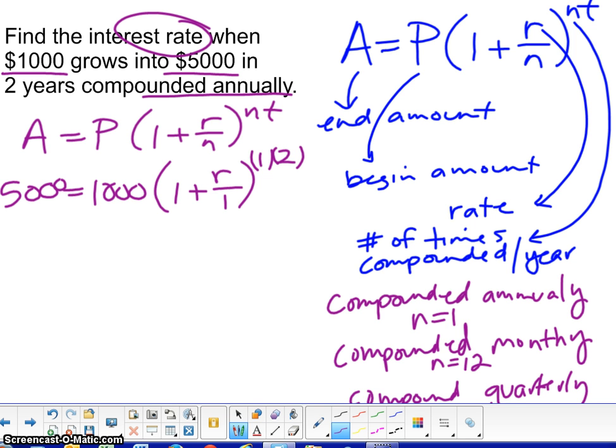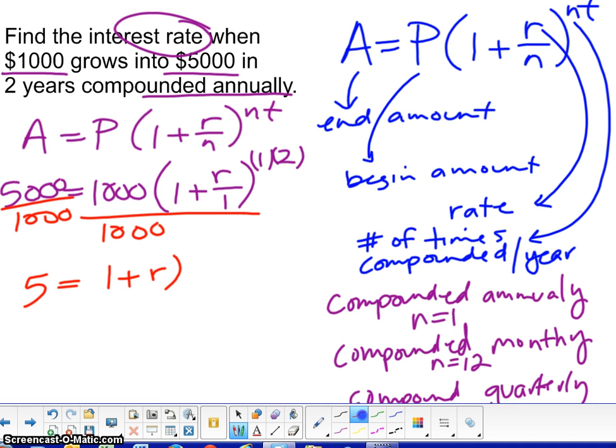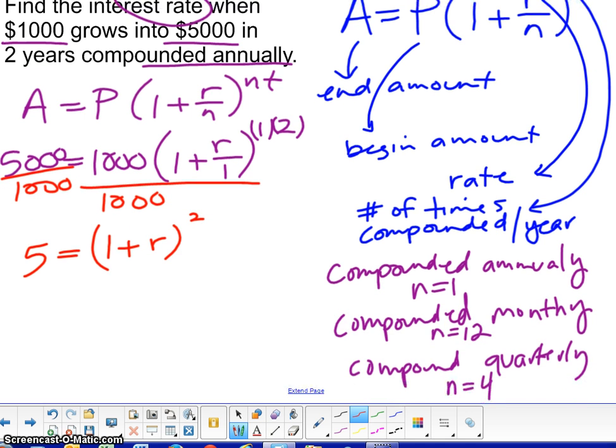Now how do we get R all by itself? Is by first dividing everything by 1,000. So now we're left with 5 equals (1 plus R) to the second. A lot of simplifying, and it's going to make it a lot easier. Now just use your rules of square roots in order to solve. So if I take the square root of both sides, you end up with plus or minus the square root of 5 equals 1 plus R.